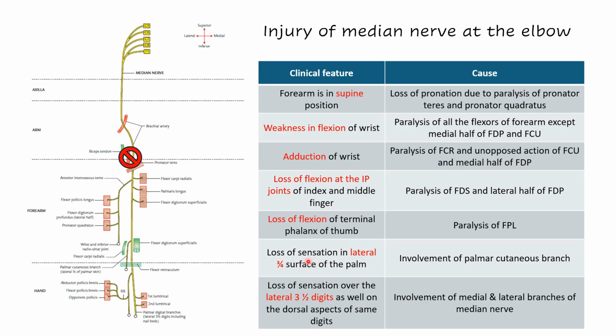Then there is loss of sensation in the lateral 3/4 surface of the palm. This is because of the involvement of palmar cutaneous branch of the median nerve. Loss of sensation over the lateral 3.5 digits as well as on the dorsal aspect, that is the distal half of the dorsal surface of the digits. Here it is because of the involvement of the medial and lateral branches of the median nerve.